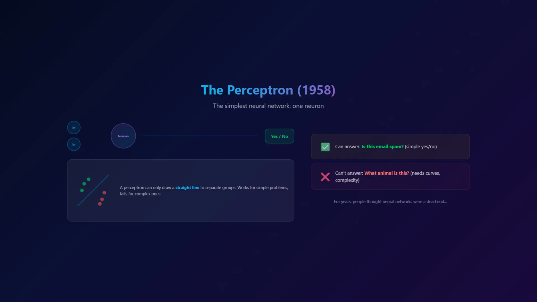A perceptron can only draw a straight line to separate two groups. If your data can be split with a straight line, great. The perceptron works. But what about problems where you need a curved line? A wavy boundary? A single perceptron can't do that. This was a big limitation, and for years, people thought neural networks were a dead end.